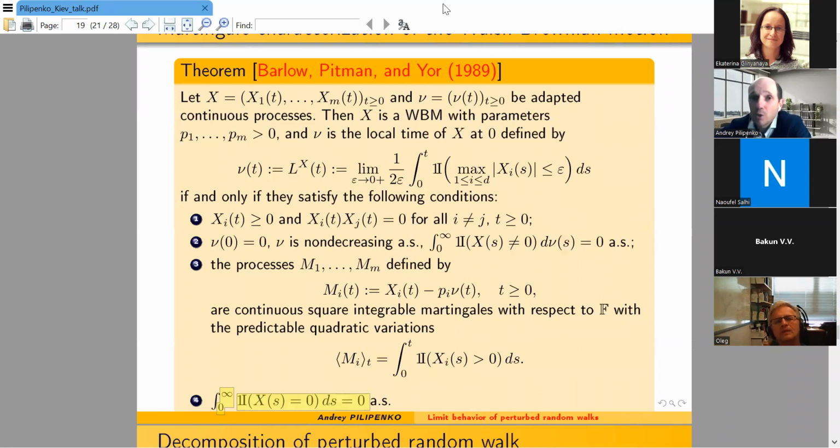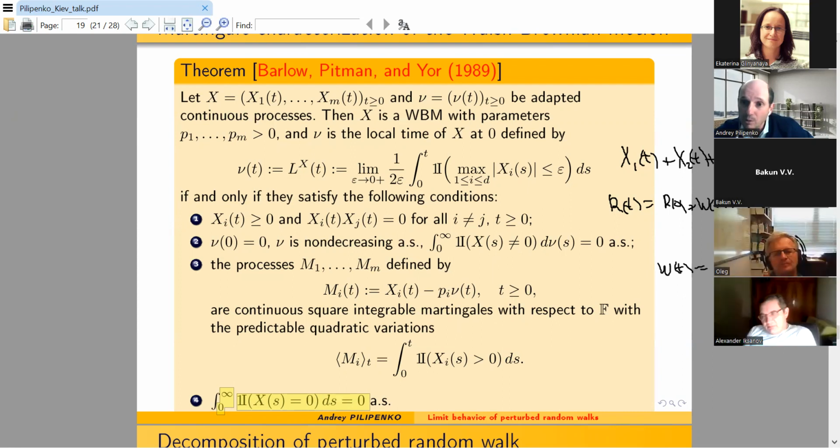By the way, if you consider the process x1 of t plus x2 of t plus so on plus xm of t, I will denote it as radius r of t, then r of t is a reflected Brownian motion. And it can be seen that R of t satisfies the following equation: R of t is R of zero plus a linear process plus nu of t, where this linear process is just the sum of these martingales, M1 of t plus so on plus M with index m of t.